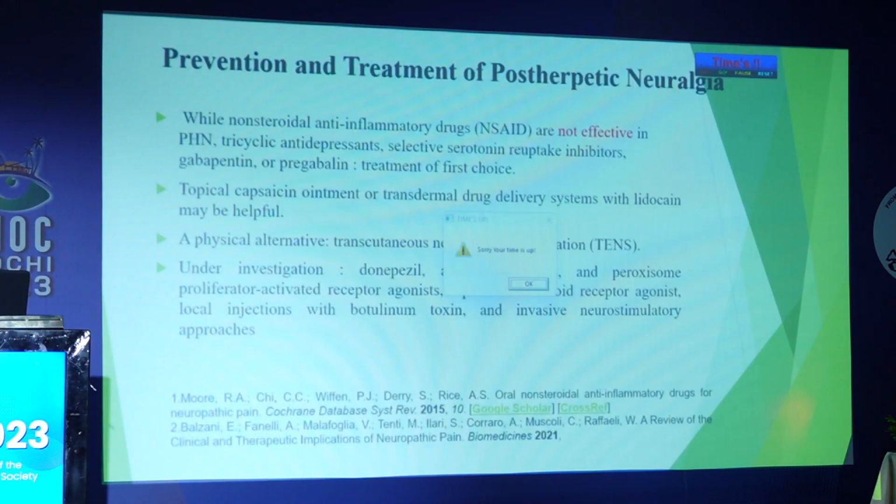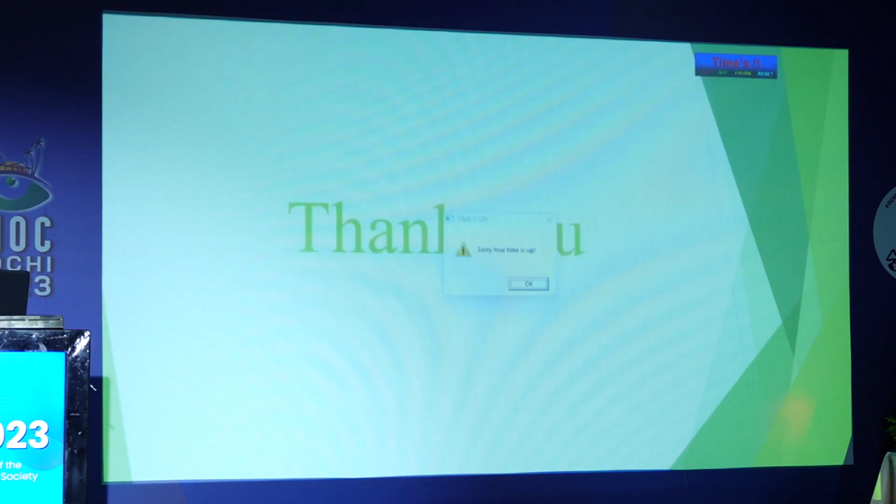And prevention and treatment, something about post-herpetic neuralgia. While non-steroidals are not effective in post-herpetic neuralgia, we can try tricyclic antidepressants, selective serotonin reuptake inhibitors, gabapentin, pregabalin. Then there are even newer methods for the management of post-herpetic neuralgia.